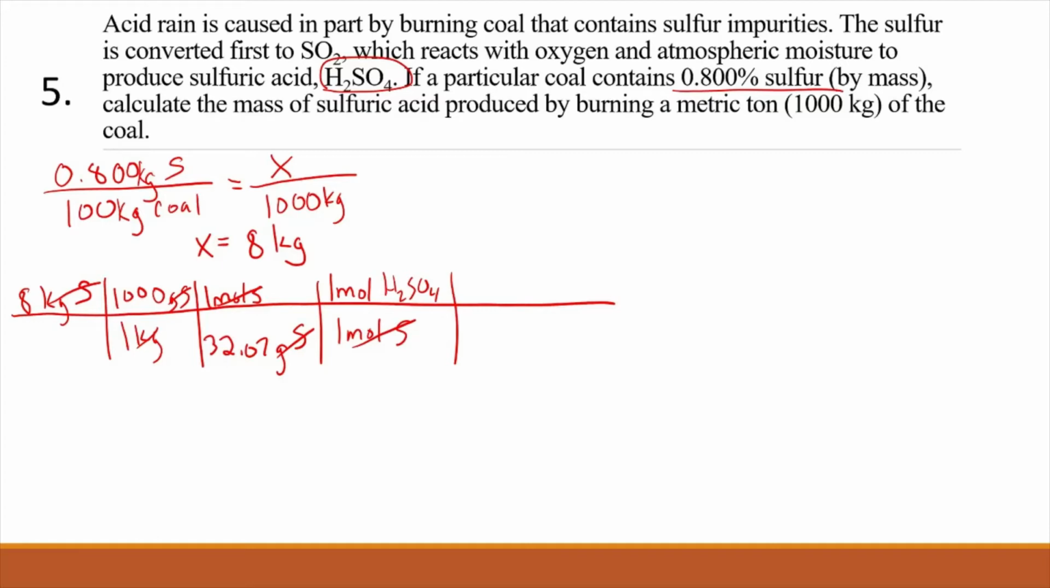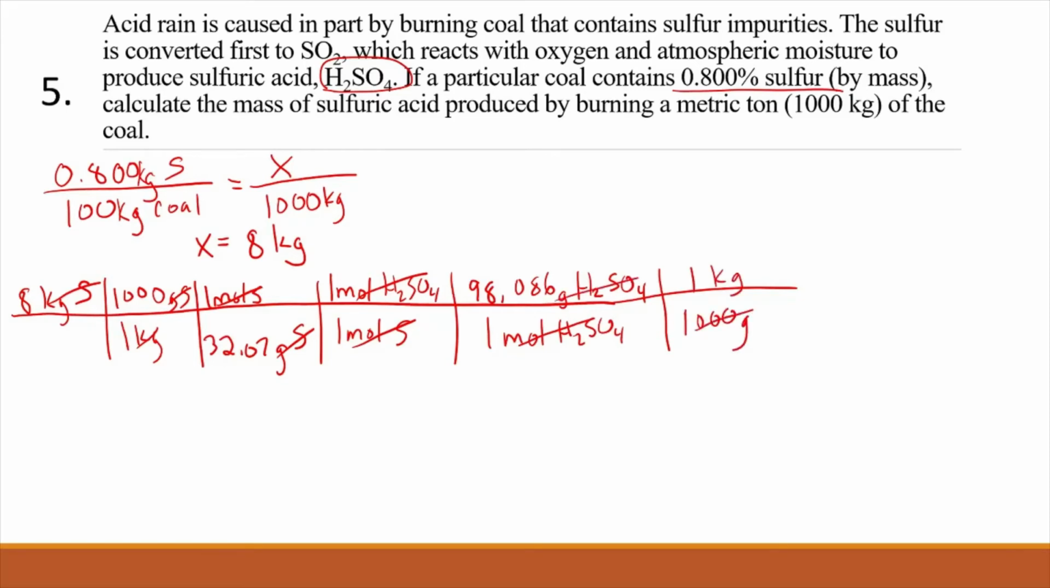So this is how we can go from the amount of sulfur to sulfuric acid. And now we want to go from moles of sulfuric acid to grams. And its molar mass is 98.086 grams per mole. So we have 98.06 grams per 1 mole of H2SO4. And then we want this to be in kilograms, 1 kilogram per 1,000 grams. And so we get a final answer of 24.5 kilograms of sulfuric acid.